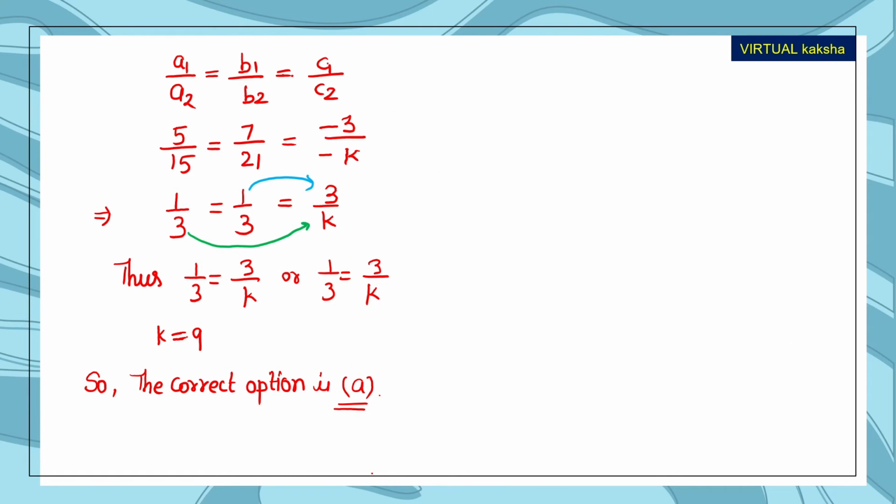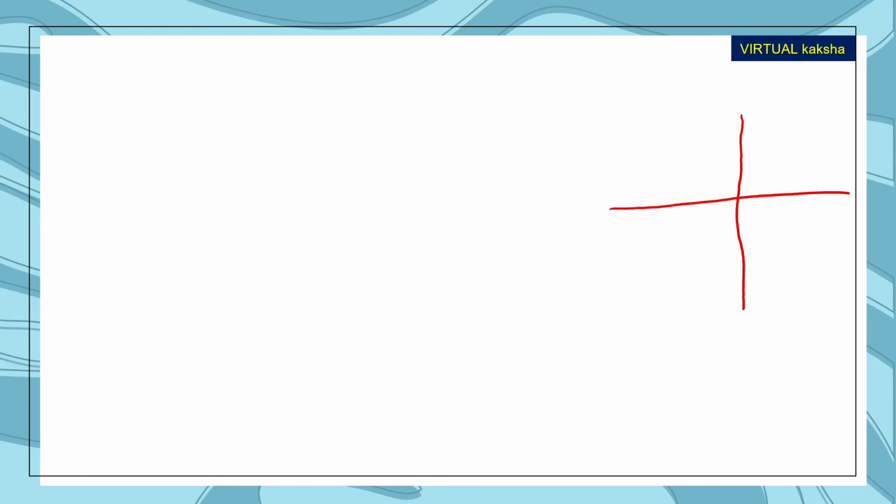Let's compare all the coefficients: 5 upon 15, 7 upon 21, minus 3 upon minus k. Reducing both terms by 3, we get k equals 9. So the correct option is A. Let's try question number 3.